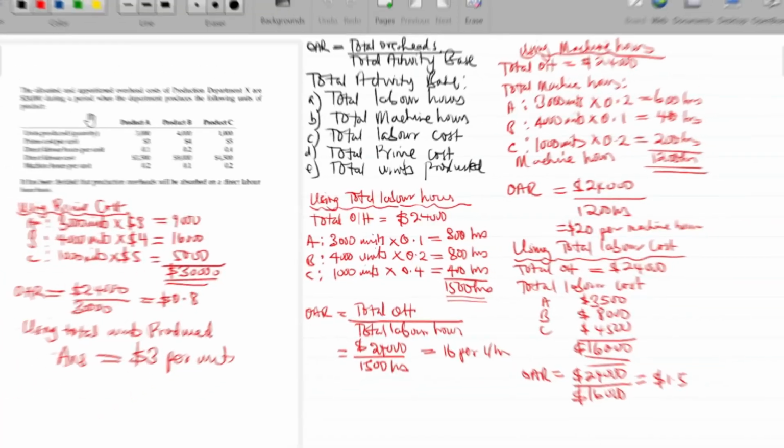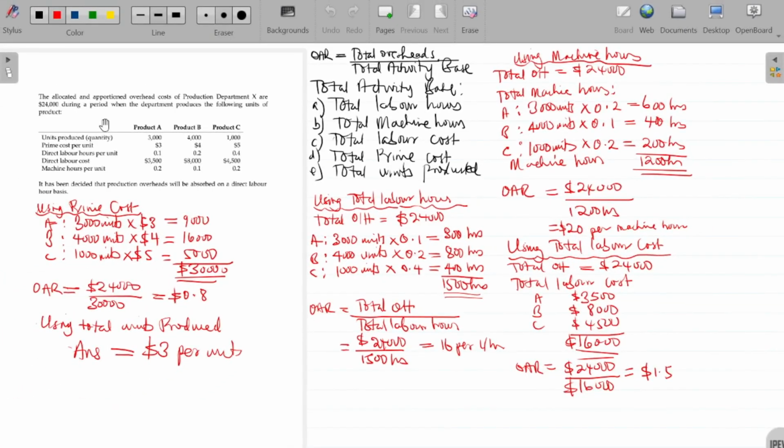The question was quite specific that we should use the direct labor hours basis, but we are going to use different approaches. In order to calculate your overhead absorption rate, you have to use the formula: total overheads as calculated or given, divided by the total activity base. The total activity base can vary according to every question, but the most predominant ones given in any question are the total labor hours, total machine hours, total labor cost, total prime cost, and total units produced.